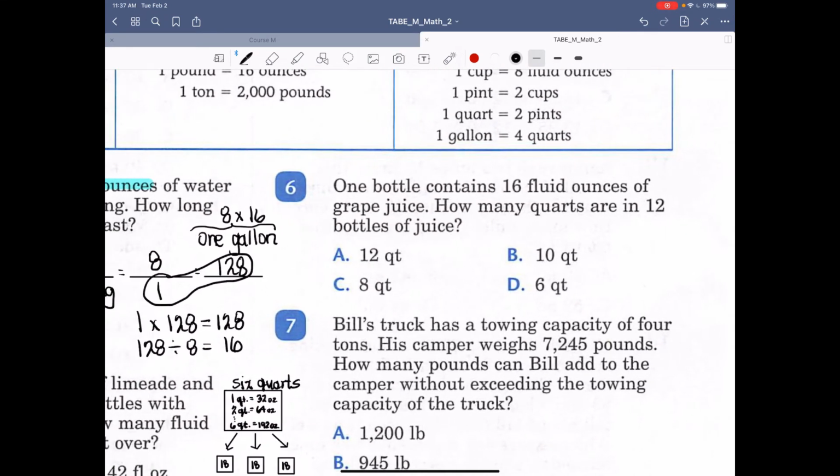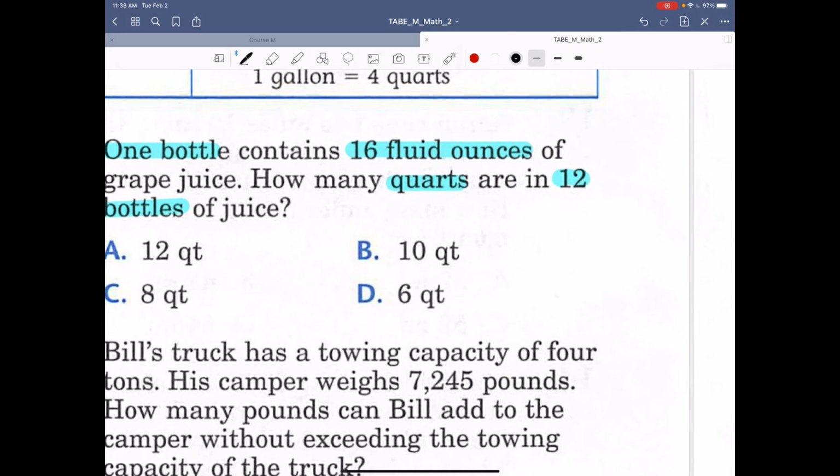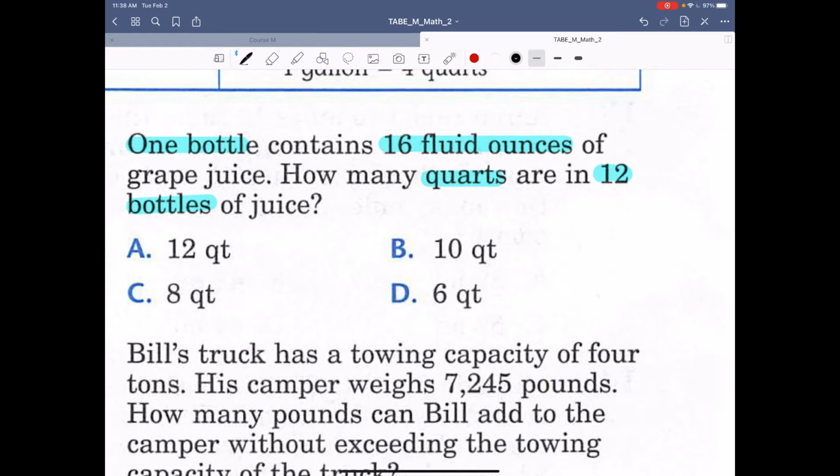1 bottle contains 16 fluid ounces of grape juice. How many quarts are in 12 bottles of juice? Well, I'm going to say, let me see if I have room here. First thing I'm going to do is take 12 bottles. Let me do it this way.